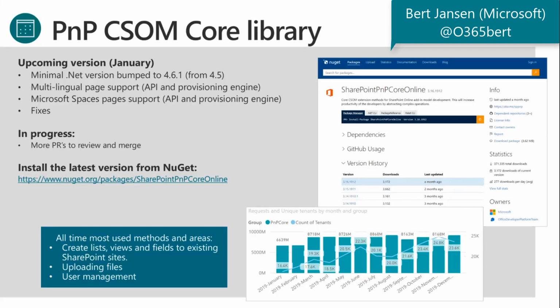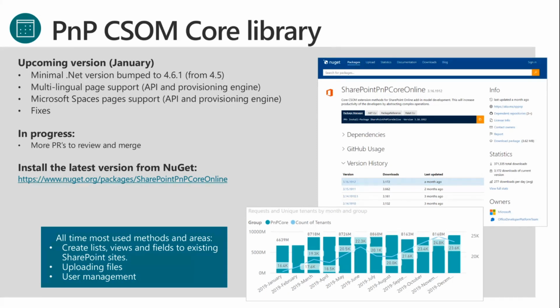PnP CSOM Core library. I think one thing that we did, and I actually did that for Core library, we did that for PowerShell, we did that for modernization, is we bumped the minimal .NET version from 4.5, which was there from the very early days, like 5 years ago, more or less, to 4.6.1.